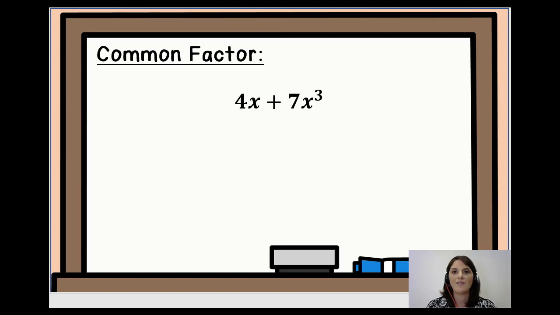4x plus 7x cubed. Okay, so if I look at the numbers, the 4 and the 7, 4 has 1, 2, and 4, and 7 is a prime number, so it only has 1 and 7. So there's not really a GCF for that, a 1, I guess. A 1 is understood to be there. Let's look at the variables x and x cubed. Each of x and x cubed has at least one x in common. So that's actually our greatest common factor. So the GCF is x.